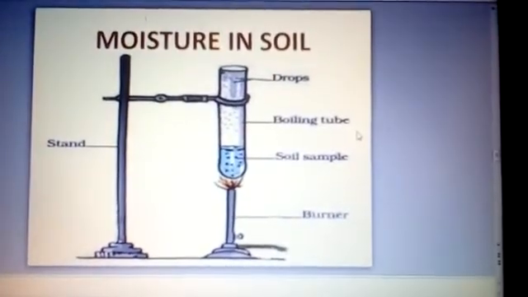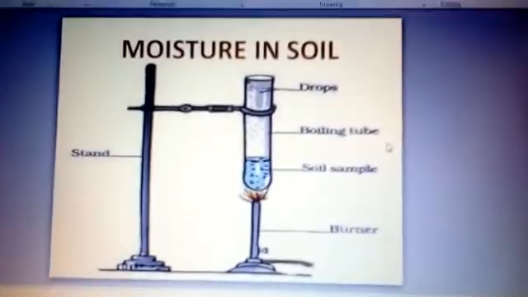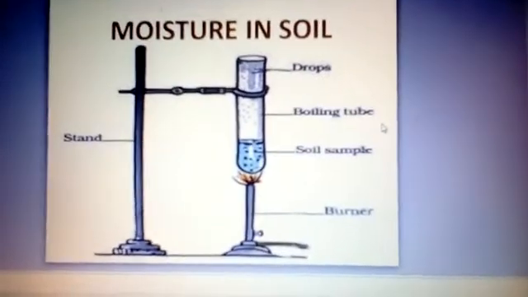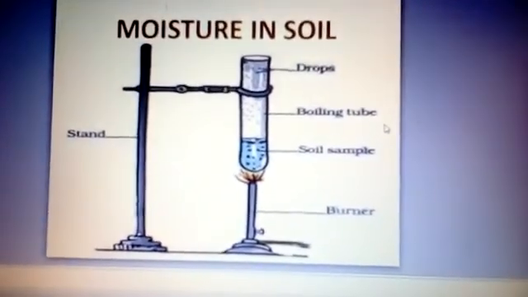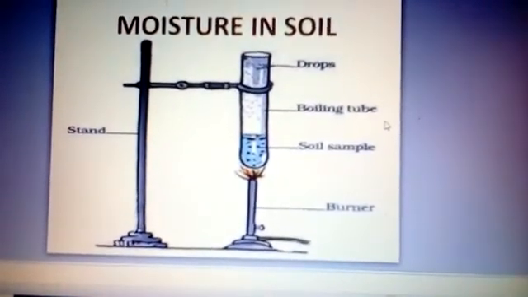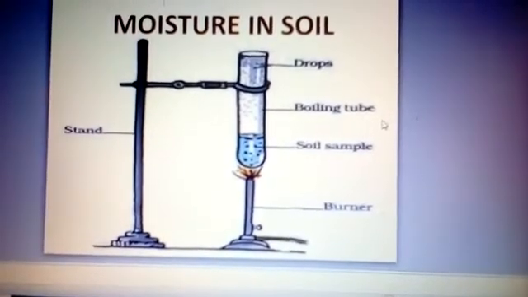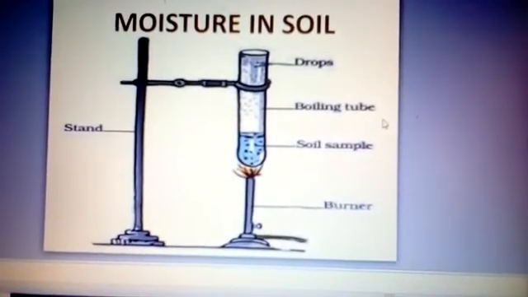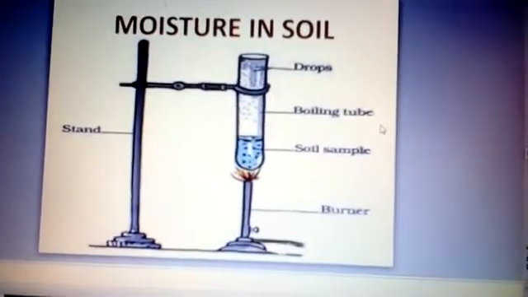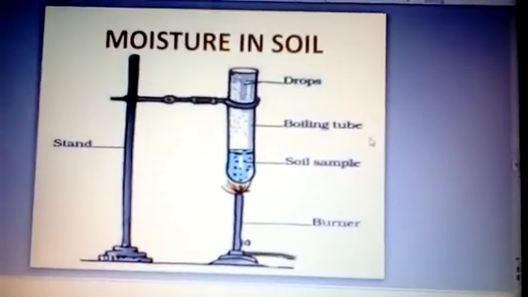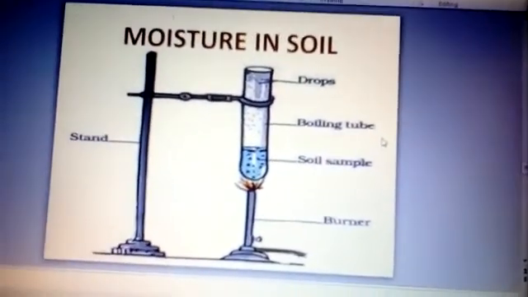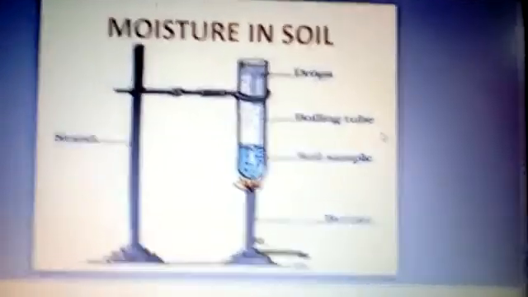After heating the soil, take it out of the tube. Compare it with the soil which has not been heated. When the soil is heated and taken out, that soil will be dry. When compared with the soil which has not been heated, that soil has moisture in it. This is the difference, right?